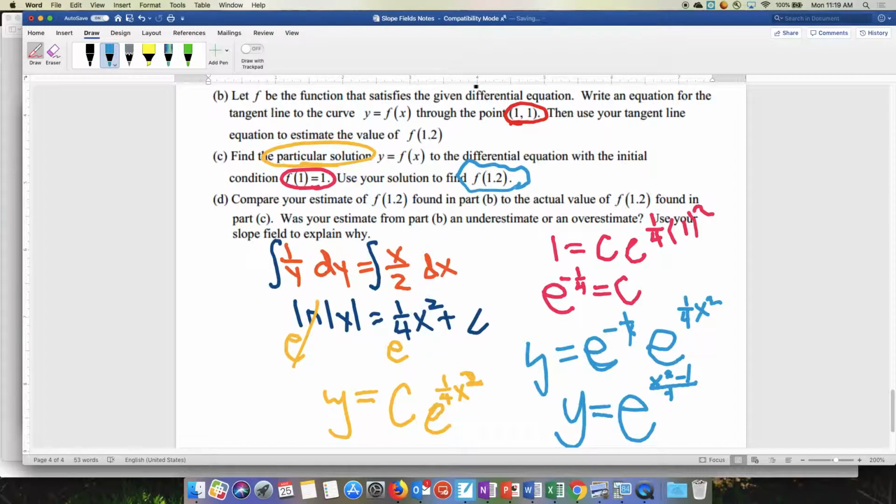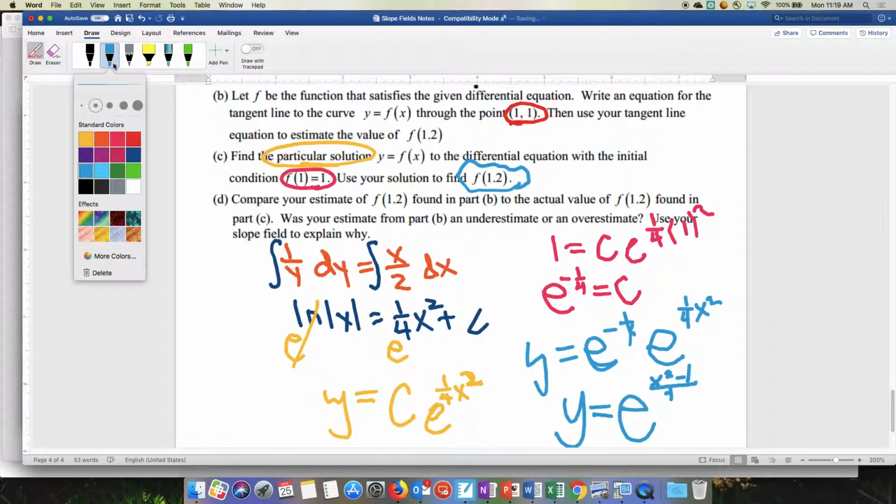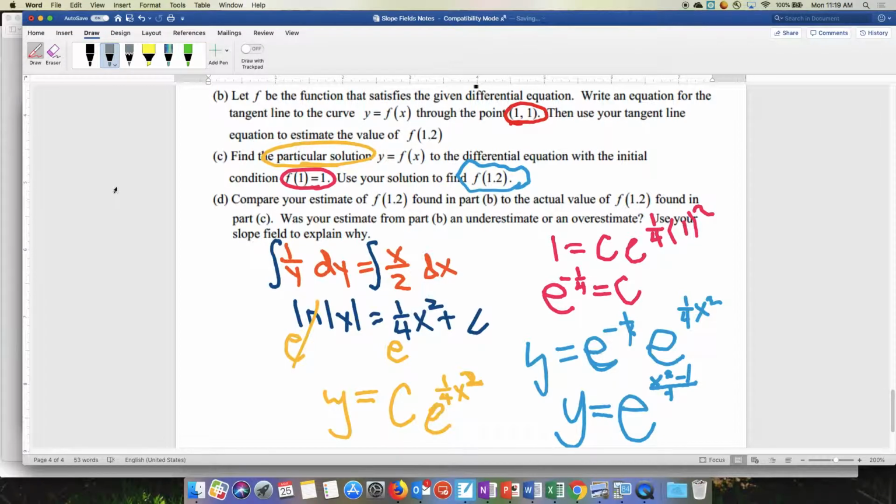Yeah. I'm enjoying all of these different colors that I can use here. Sure. We'll use rainbow next. I got it.